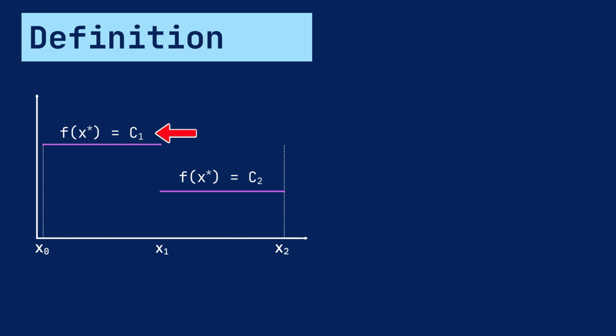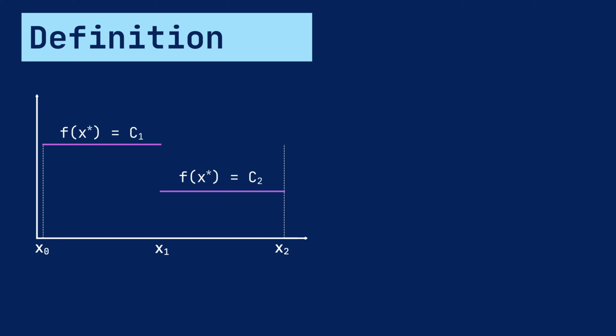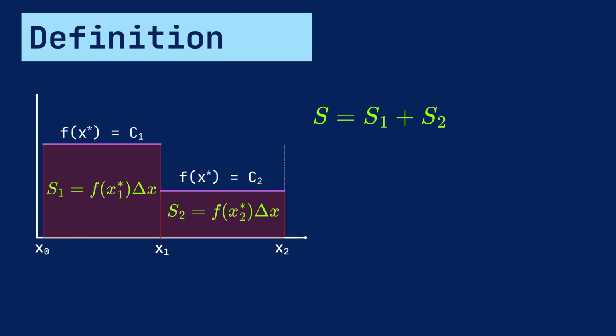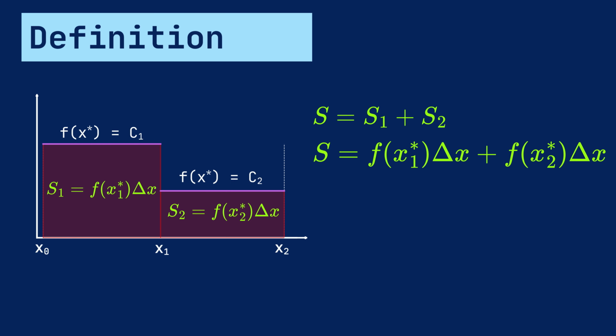Okay, let's make things harder. Let's use a step function. For the first half of the interval, it will be some constant c1. For the second part of the interval, it will be some constant c2. And I'm pretty sure that you already understood how we can solve that. Instead of one rectangle, we can take two. One will be for the first half of the interval using the constant c1, and another one for the second part of the interval using constant c2. Now that we have two rectangles with two different areas, we can just sum them together and get the total area of our curve.